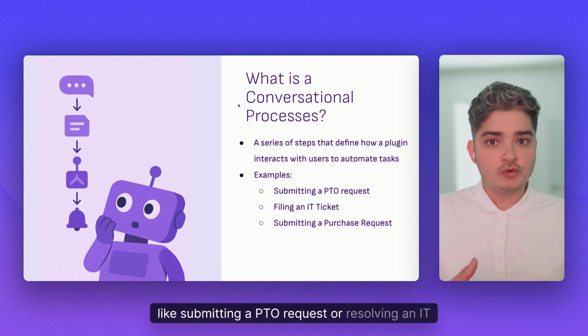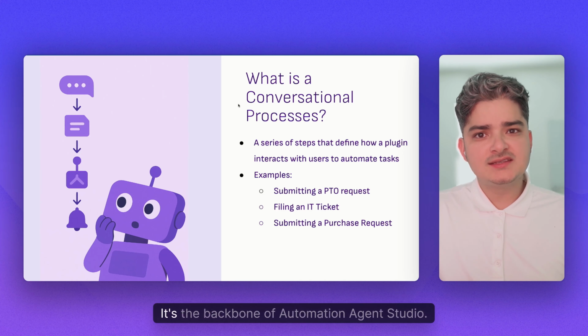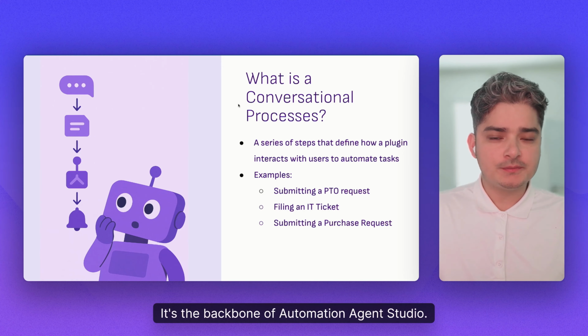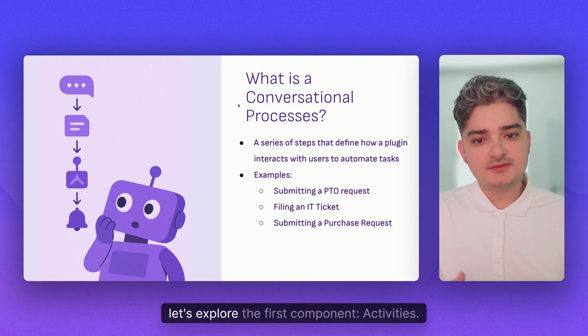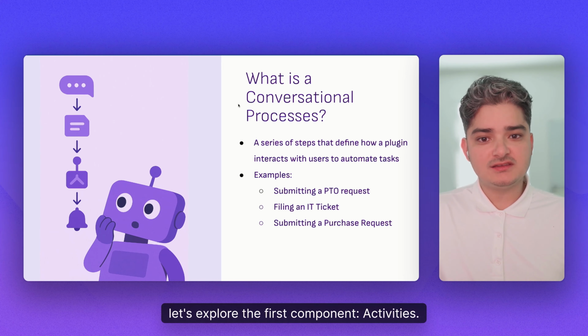A conversational process is a structured sequence of steps that powers plugin interactions, like submitting a PTO request or resolving an IT ticket. It's the backbone of automation in Agent Studio. Now that we know what a conversational process is, let's explore the first component, activities.